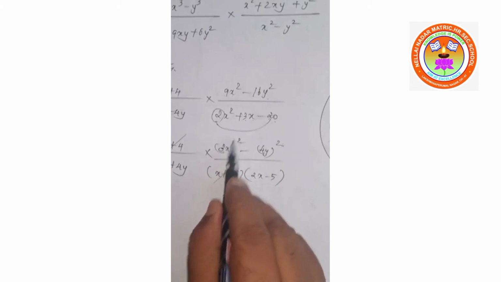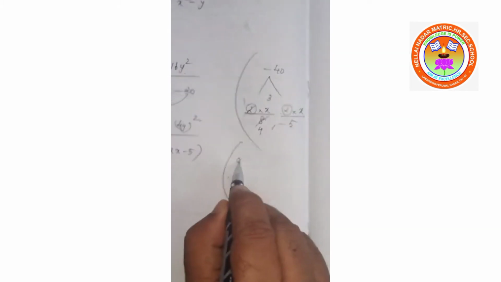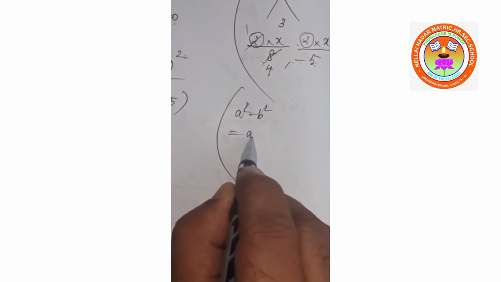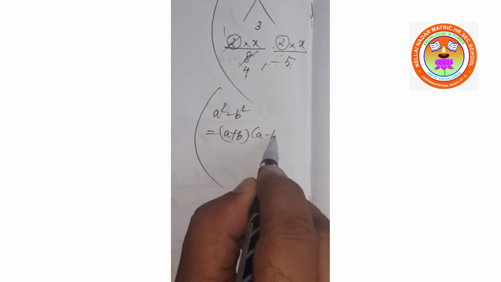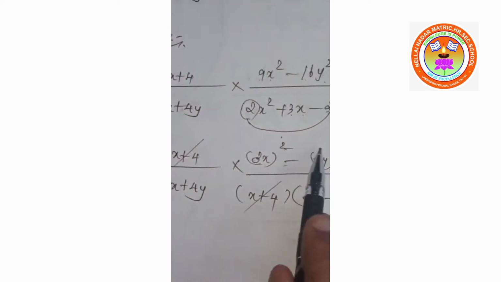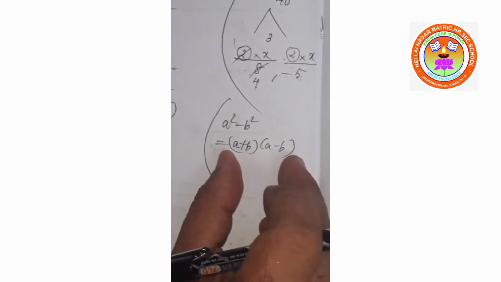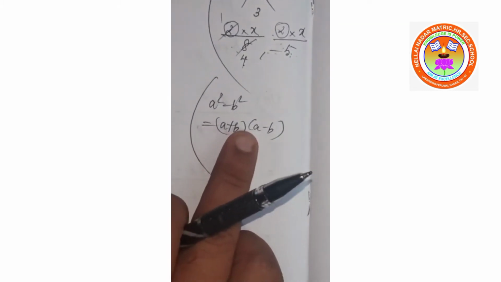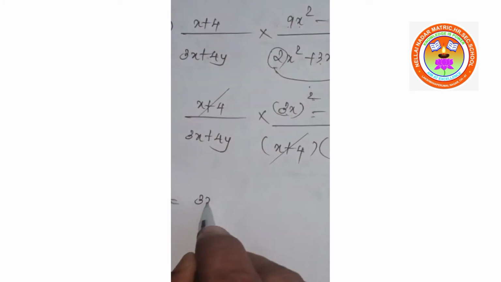So this is of the form a squared minus b squared. You know the identity, a squared minus b squared equals a plus b into a minus b. Instead of a we have 3x, instead of b we have 4y. Substitute over here: 3x plus 4y, 3x minus 4y.